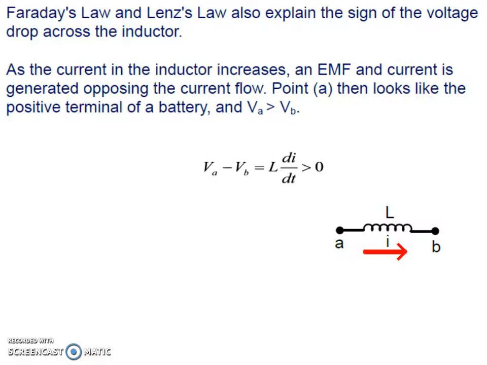Here's another way to look at it from the perspective of Faraday's law and Lenz's law. Where once again, this is the positive end, this is the negative end. We're going across this way, so it should be a decrease in potential. They've written it the other way, though. Remember, we go this way, so this would be a negative potential difference.